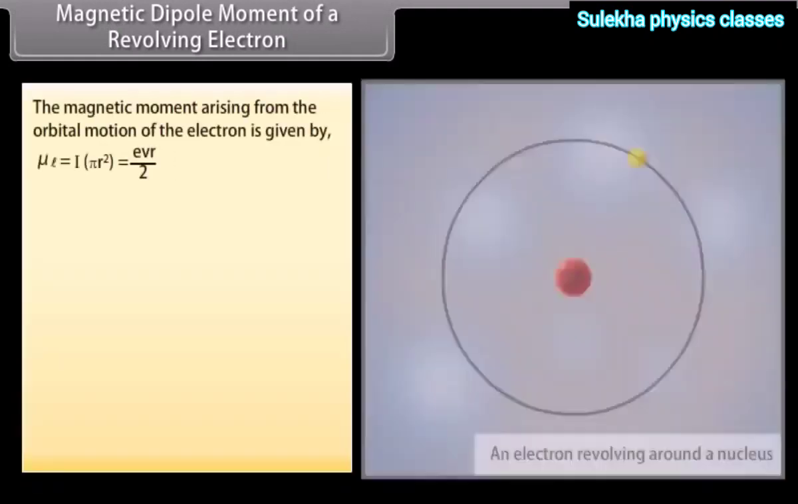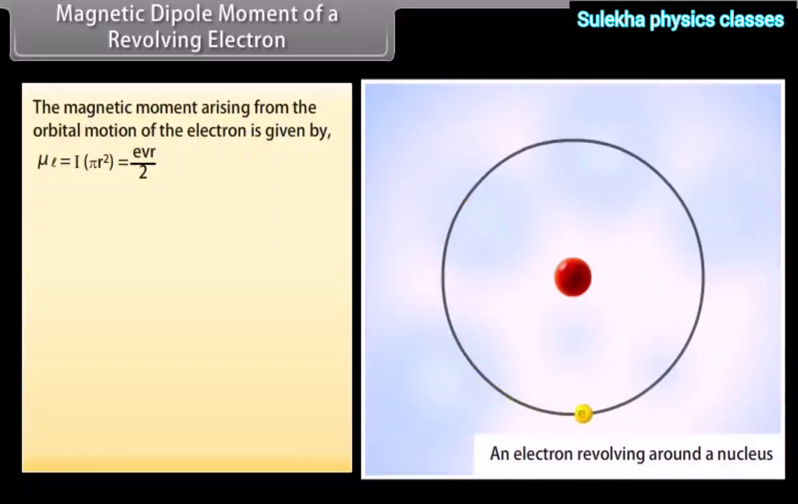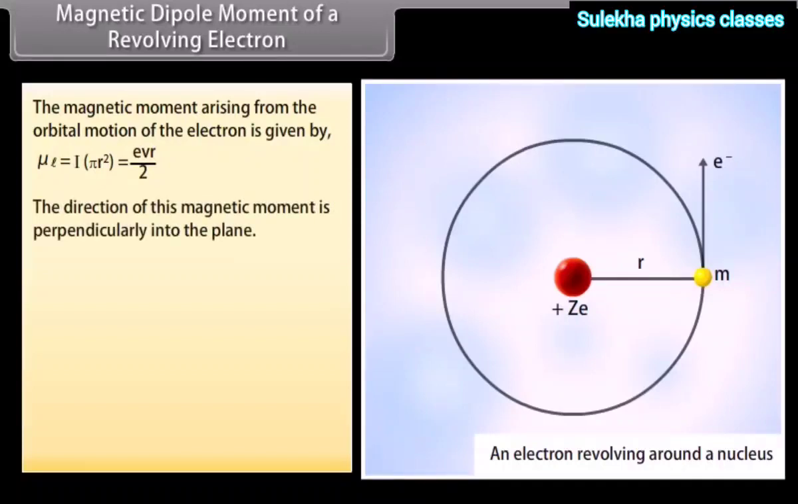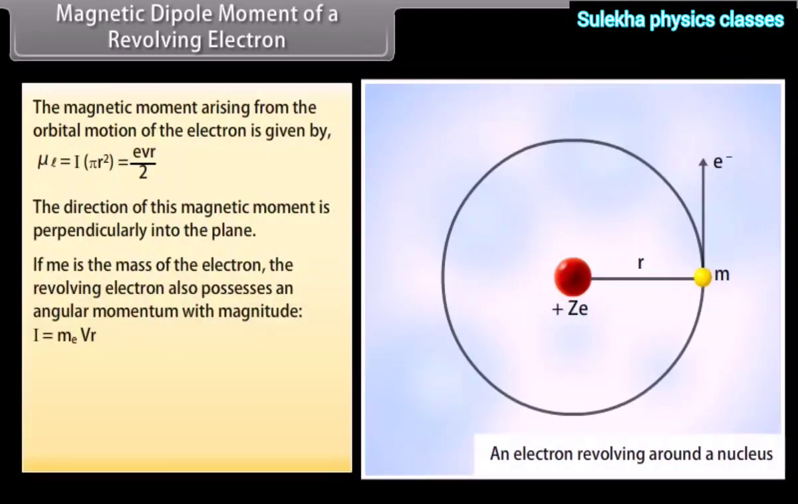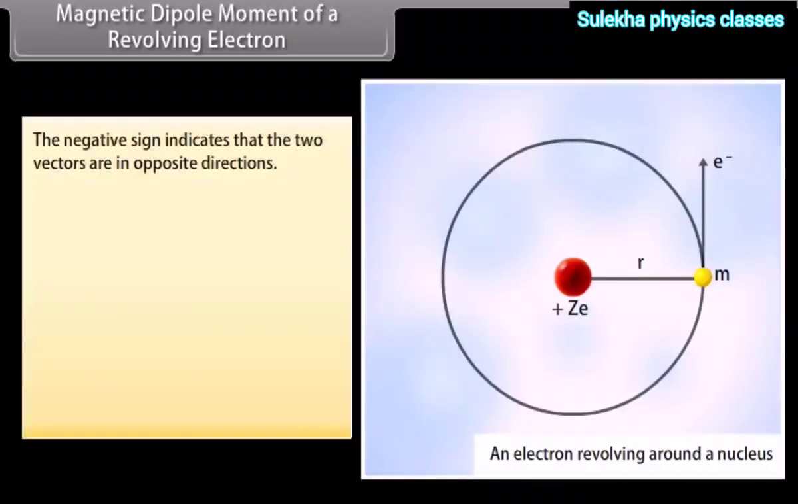Magnetic dipole moment of a revolving electron. The magnetic moment arising from the orbital motion of the electron is given by evr by 2. The direction of this magnetic moment is perpendicularly into the plane. If me is the mass of the electron, the revolving electron also possesses an angular momentum with magnitude l is equal to me v r. From above two equations, we get the result mu L is equal to minus e upon 2 me multiplied by L. The negative sign indicates that the two vectors are in opposite directions.